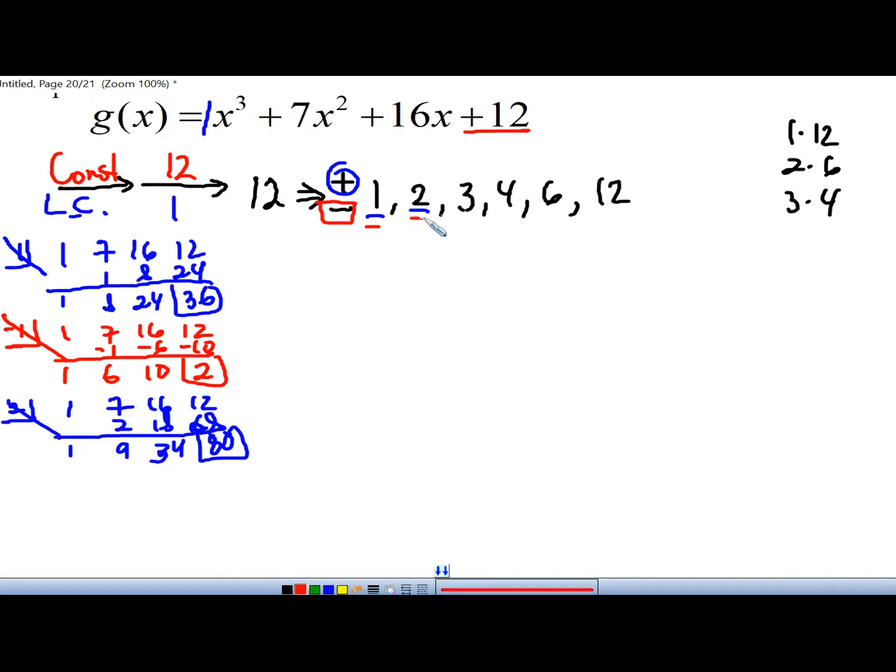Next, move on to 2 again, but now the negative. Negative 2. Same coefficients and constant. So bring down the 1. Negative 2 times 1, that's negative 2, combined that's 5. Negative 2 times 5, that's negative 10, combined that's 6. Negative 2 times 6, that's negative 12, combined that is 0. That means this is our 0.